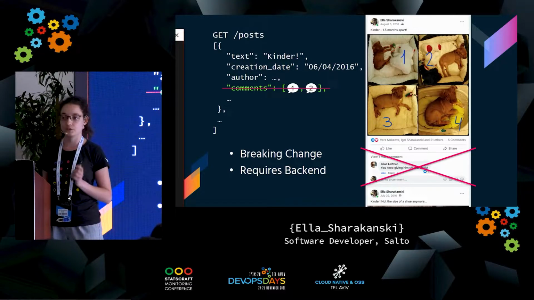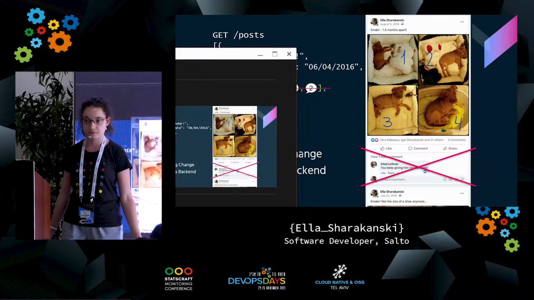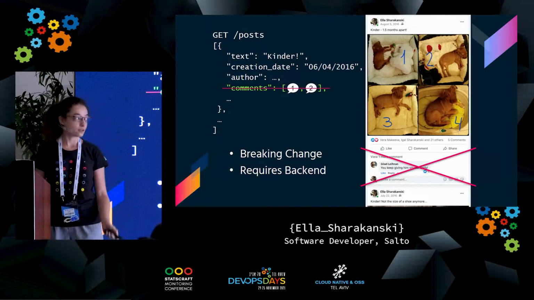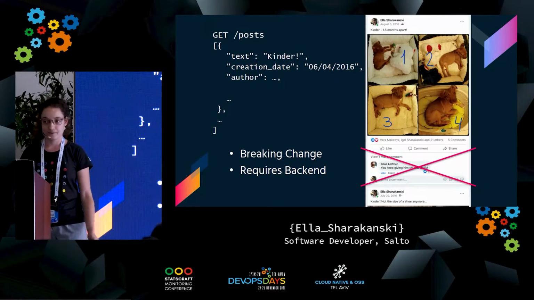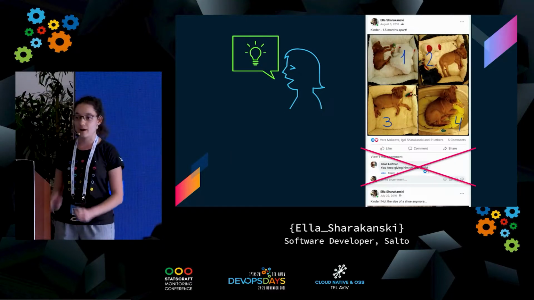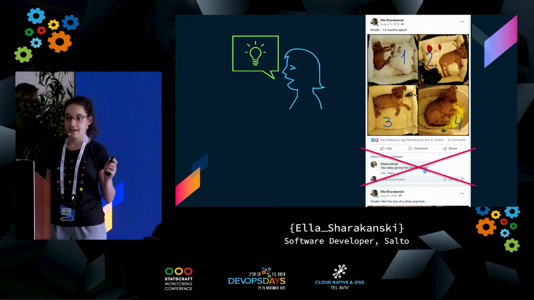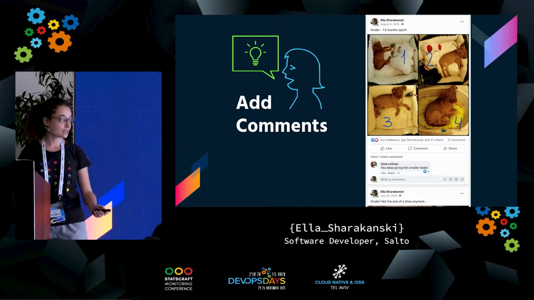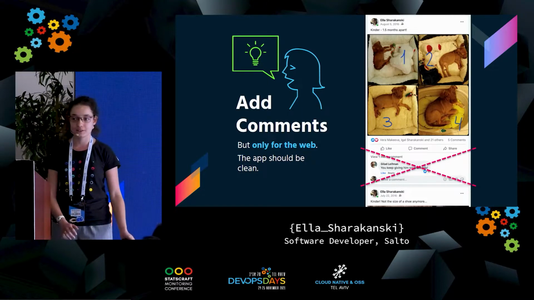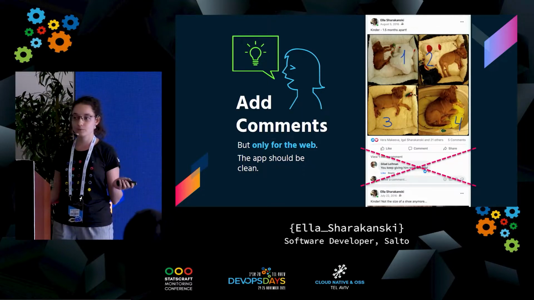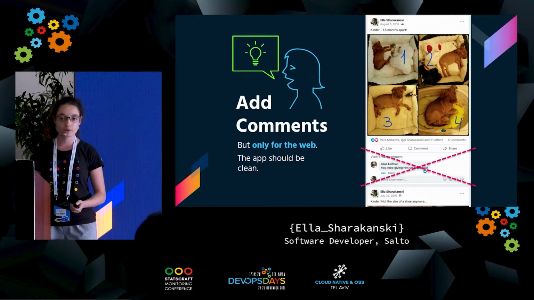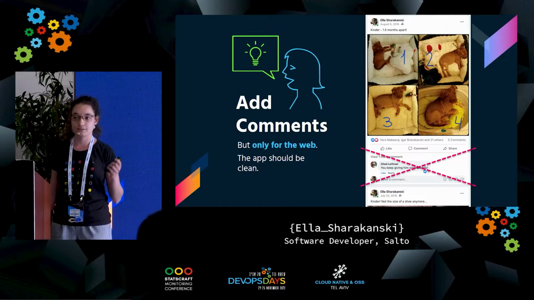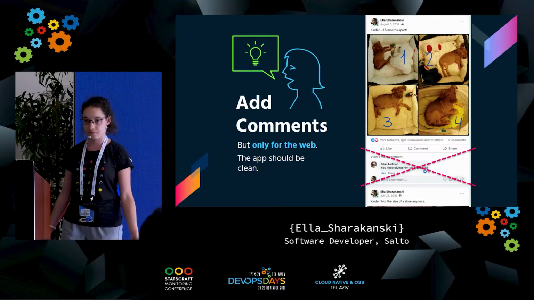Anyway, you decide to do this change, and maybe you are even creating a new API version just for this. And when you're done, your product manager comes with yet another great idea. And this time, it's really groundbreaking. Add comments, but only for the website, because the app should still be clean. So what would you do now? And note that this is not an easy question, because there are many possible solutions, but they all have disadvantages. And let's go over some of them.